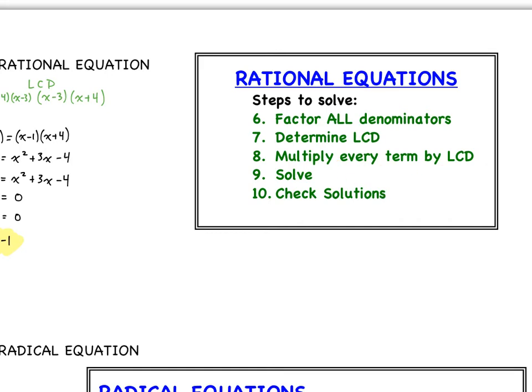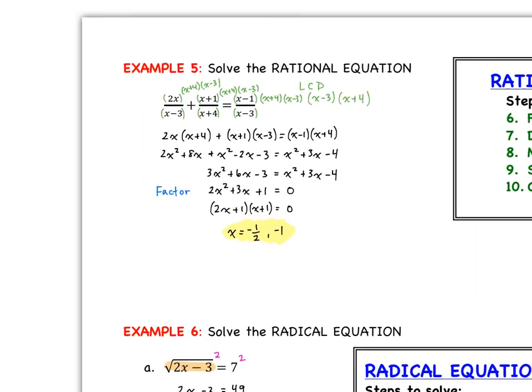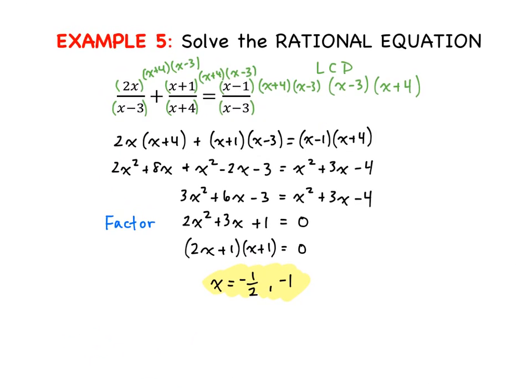So let's look closely at this example here. I'm going to zoom in, all right? The first thing I want to do is factor all of our denominators, and we should notice these are actually all factored nicely for us. So then I go to what our LCD is. I'm going to kind of block this part off.